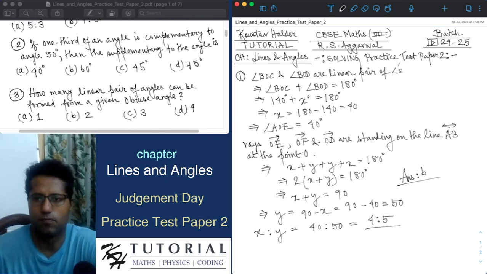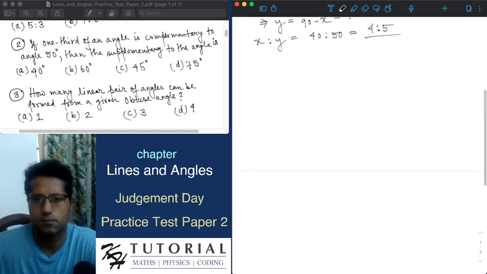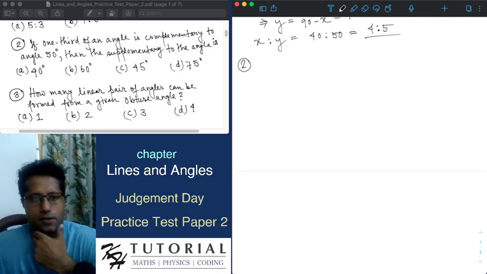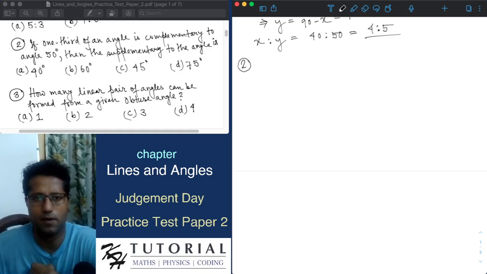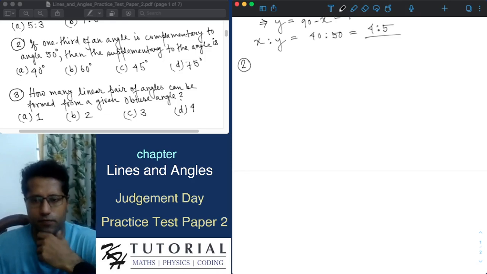Okay, let's do problem number 2. Problem number 2 says, if 1/3 of an angle is complementary to angle 50 degrees, then the supplementary to the angle is... if 1/3 of an angle is complementary to angle 50.